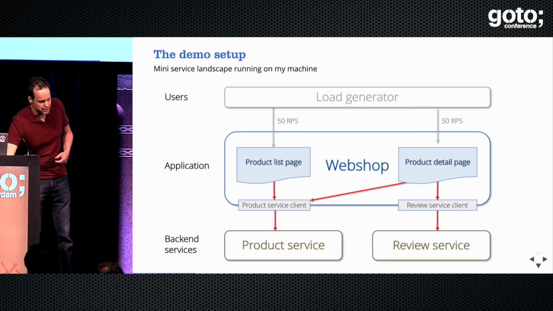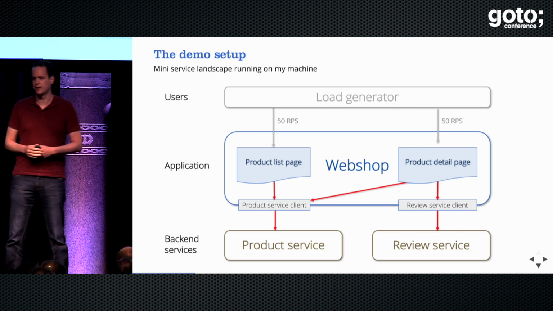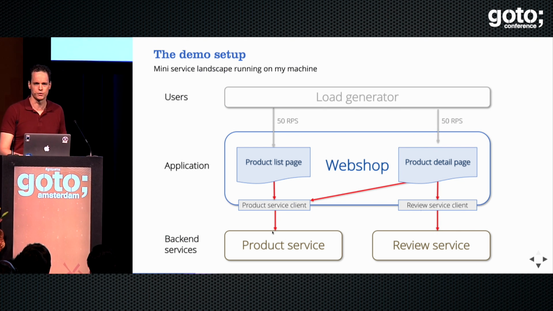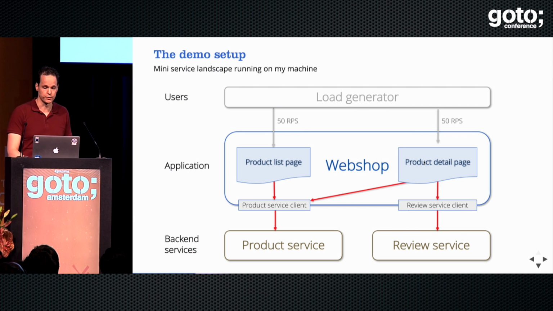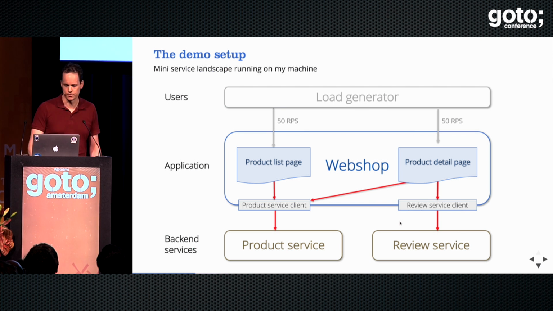And it's a mini service landscape. So we have this fake web shop, and it has a product list page. And that product list page, well, it shows products, and it talks to a product service to get those products. And if you click on a product, you get to the product detail page, and it talks to the product service to get its product details, but also to the review service to get a number of reviews.